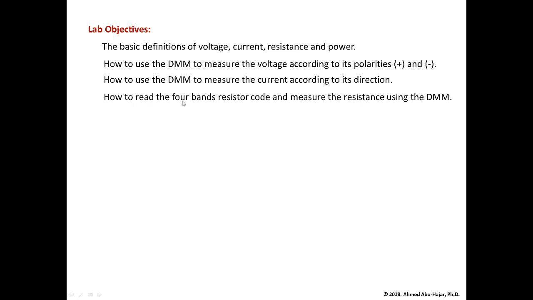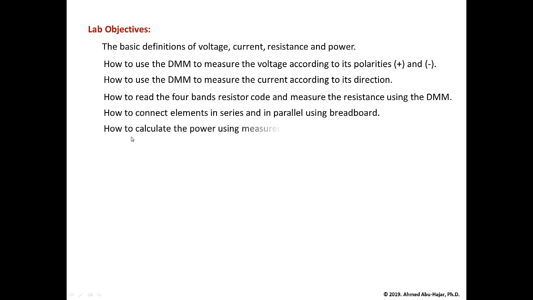Students need to learn how to read the 4 bands resistor code and how to measure resistance using the DMM. Students need to connect elements in series and or in parallel using the breadboard. Students need to learn how to calculate power using measured voltage, current, and resistance. And the students need to be able to validate the conservation of power law.